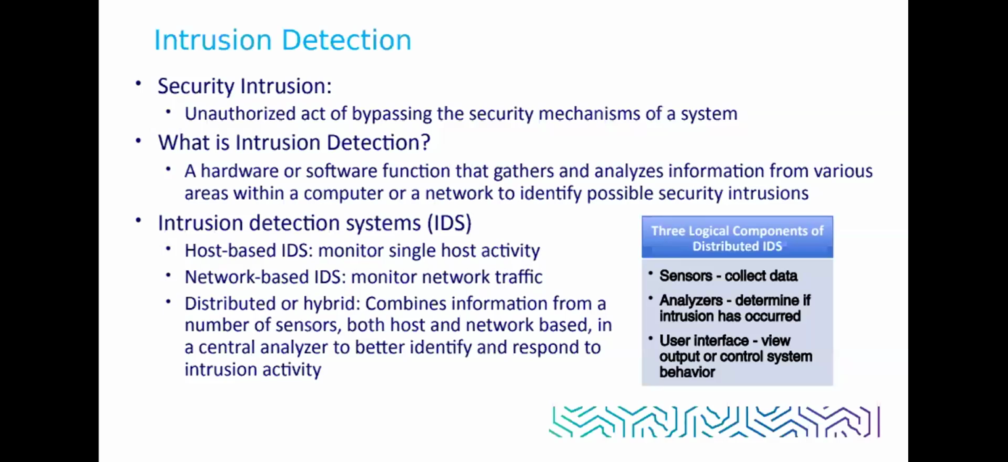Intrusion detection is the process of monitoring computers and networks to identify suspicious activities that may indicate an attack. So how do these intrusion detection systems work? An IDS will continuously collect information. It will monitor the system activity. It will analyze the events. It will detect suspicious behavior, and it will alert the administrators likewise.